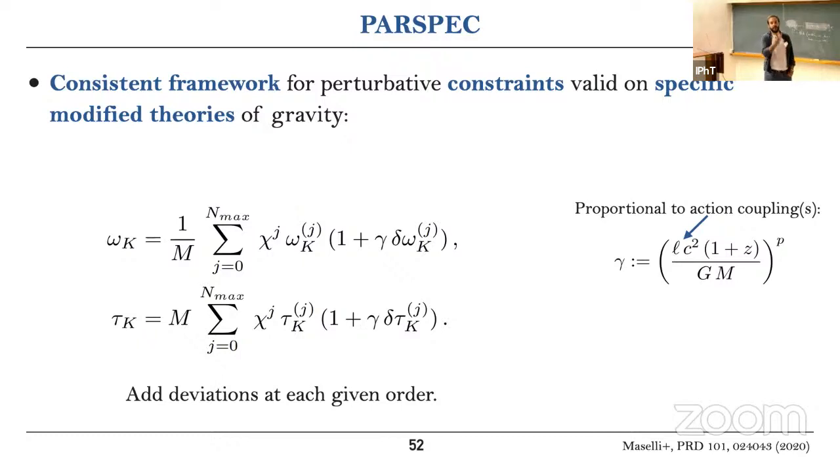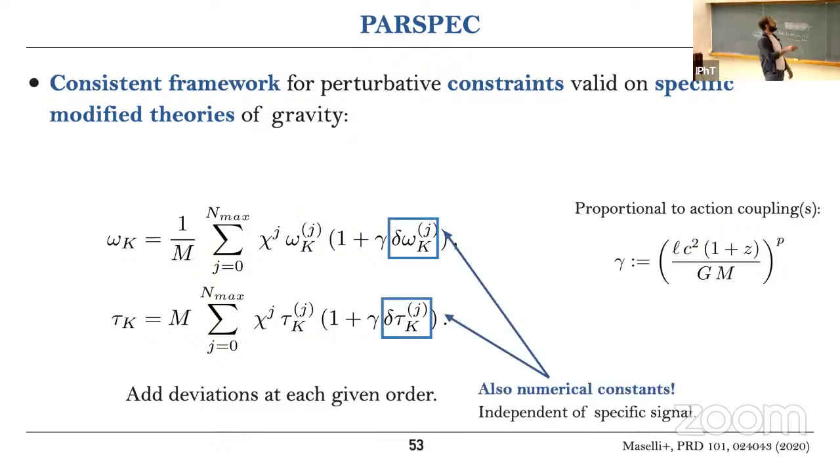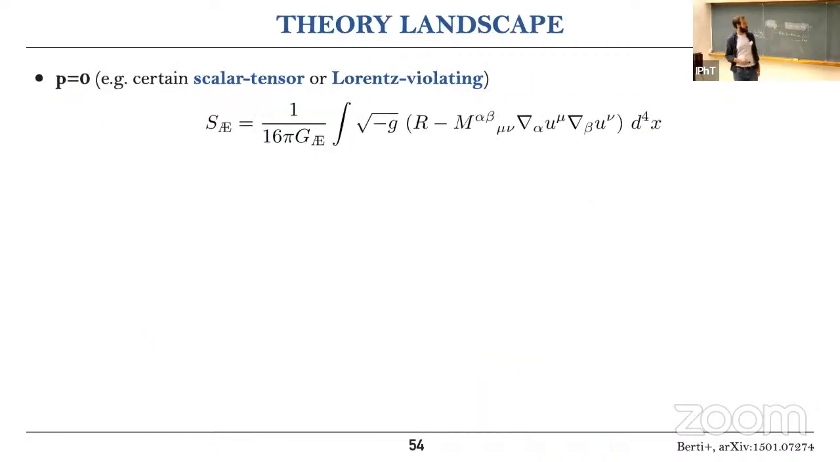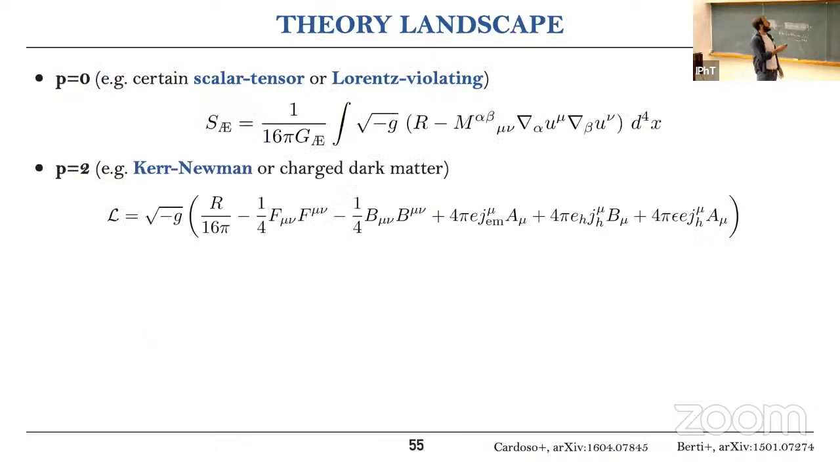So if you have an alternative theory of gravity, you're going to have some new fundamental length scale, if you think about it from an effective field theory point of view. And this length scale is going to enter with some power p, which, if you have Gauss-Bonnet gravity, is going to be equal to 4. If you have Lorentz violating gravity, p is going to be 0, and so on. So in this way, you can rephrase your constraints in terms of a parameter which you can then connect to an action, which is nice. And also now the point is that these delta omega things that you're measuring will also be numerical constants, so they are independent of the signals, and you can just stack together a bunch of different signals. And for example, this is the landscape of the theories that one might consider. So for p equals 0, you have Lorentz violating gravity.